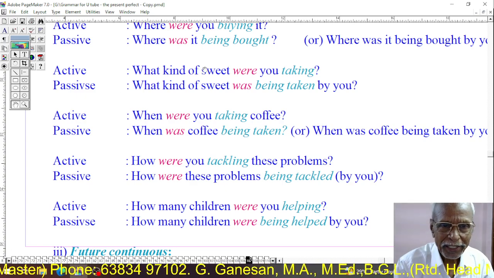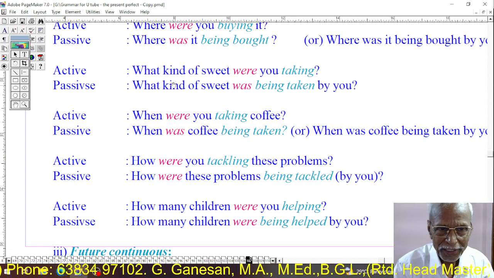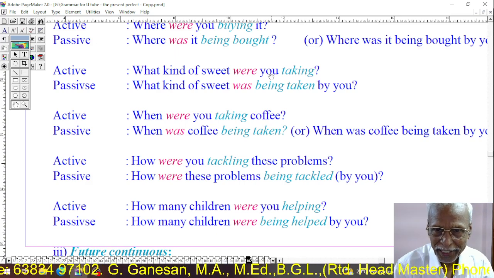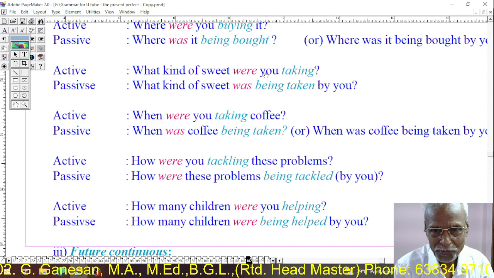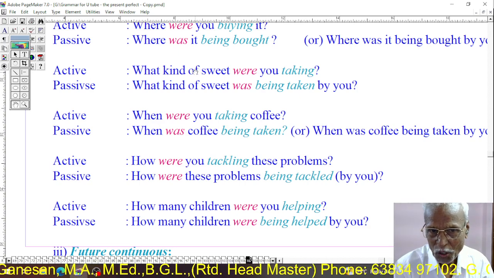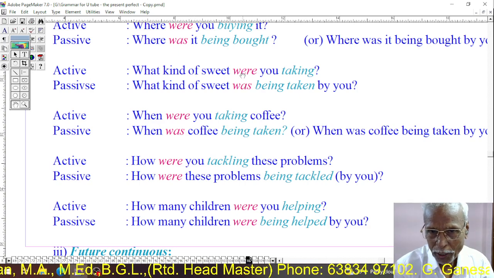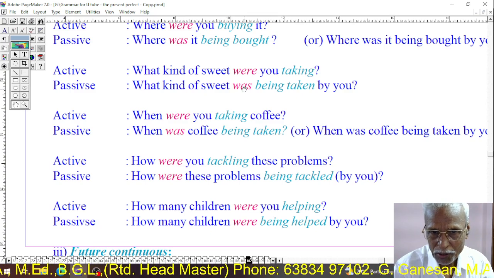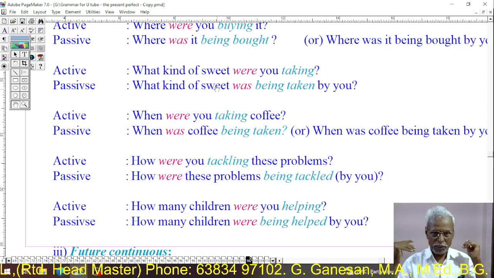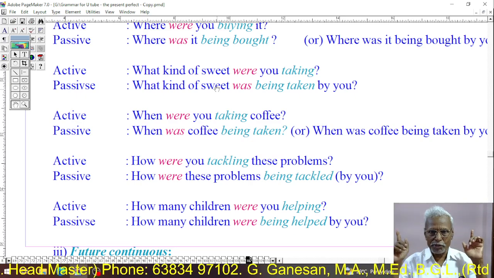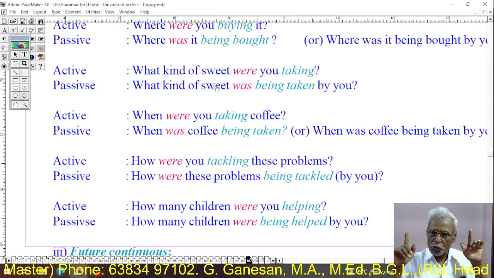You see, here "you" is the subject and "sweet" is the object. Here "sweet" is the subject and "you" is the object. Subject, object. Object, subject. Here "were" refers to you, here "was" refers to sweet. Okay? Then rules, as we were saying. What kind of sweet were you taking? What kind of sweet was being taken by you?